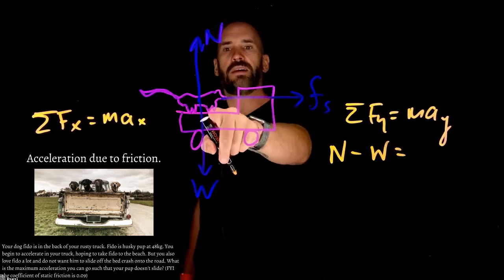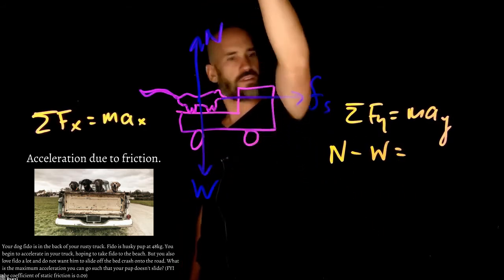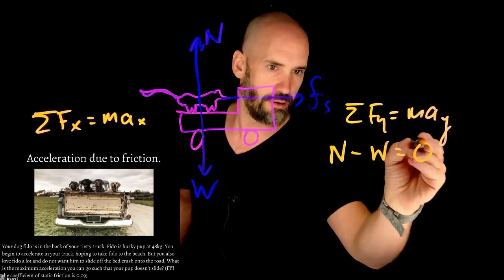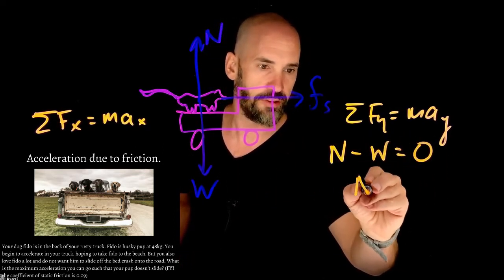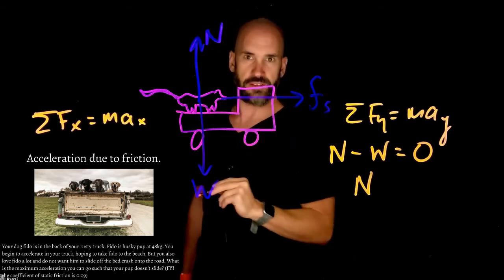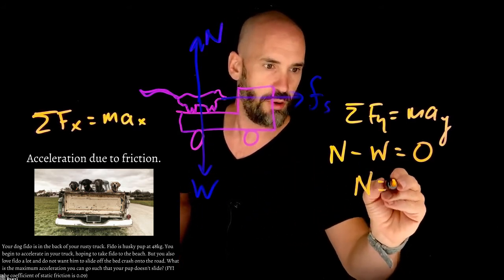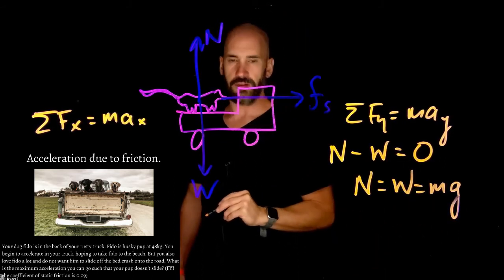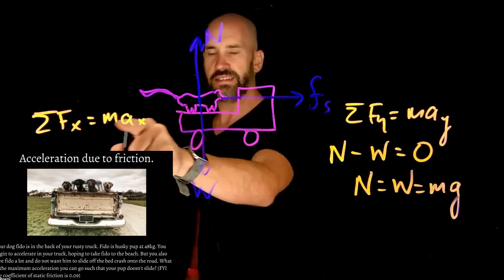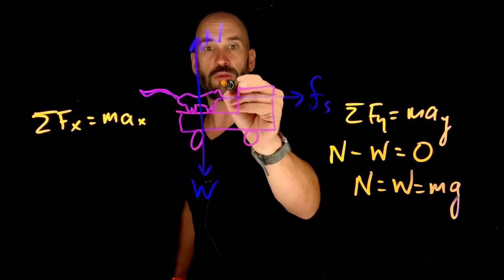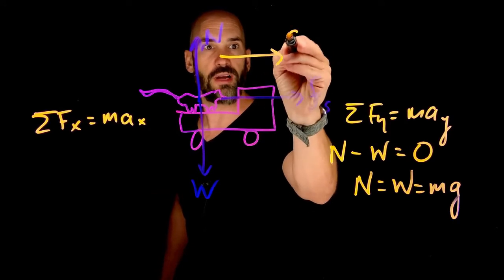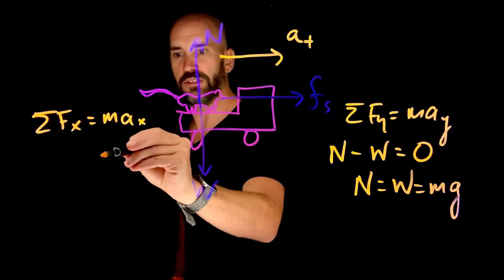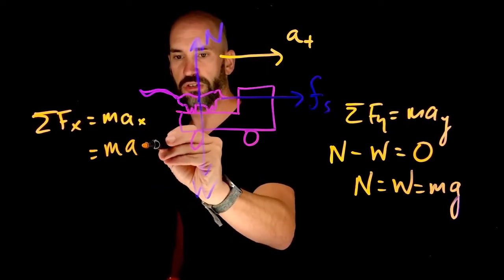And is the puppy floating into the heavens? No. Is the puppy falling into the bottom of the earth? No. This must be 0, which means that the normal force experienced by this guy is equal to his weight, or just the mg of the puppy. Now, let's look at the x direction. In this case, we do have an acceleration because we want this puppy to go along with the truck. This puppy is going to accelerate at whatever acceleration is the truck, so that a_x is really going to be the acceleration of the truck.